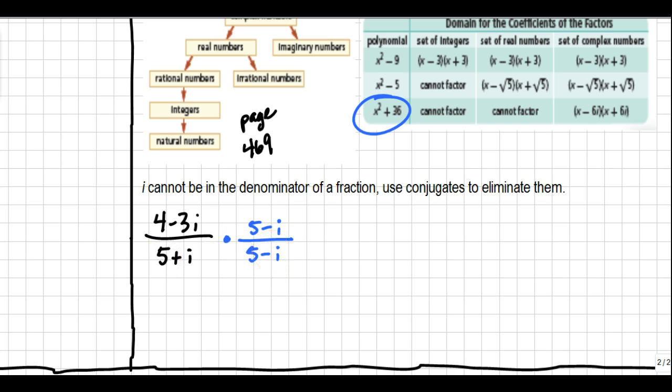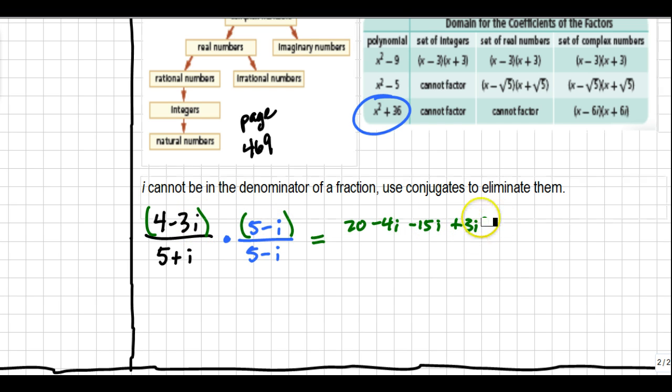Now let's go ahead and do FOIL on the top and the bottom. When I do FOIL on the top, I'm going to get 20 minus 4i minus 15i plus 3i squared. Now let's go the next step on that. I did negative 3i times negative i. Negative times negative is positive. 3 times 1 is 3. i times i is i squared. But i squared we know is negative 1. So that's really going to turn into negative 3.